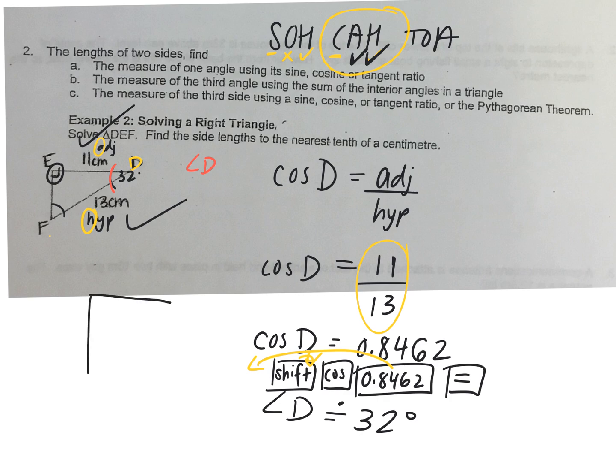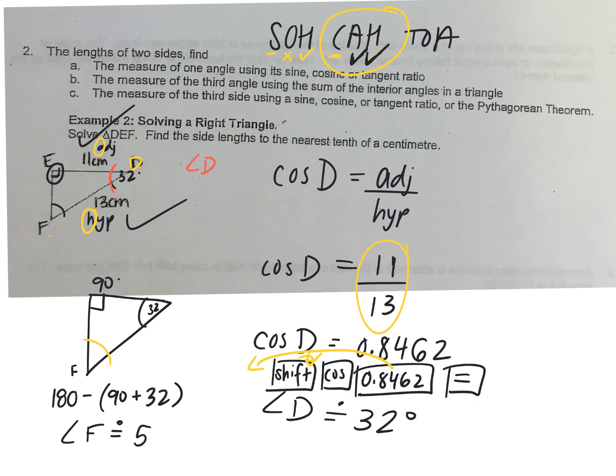So if I know that this is 90, this is 32, all angles in a triangle add up to what? So I'm going to do 180 minus 90 plus 32, and angle F is equal to what? Approximately 58 degrees. It has to be 58 because if you check, 90 plus 32 plus 58 equals 180.